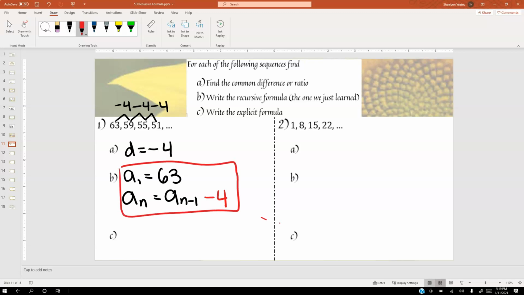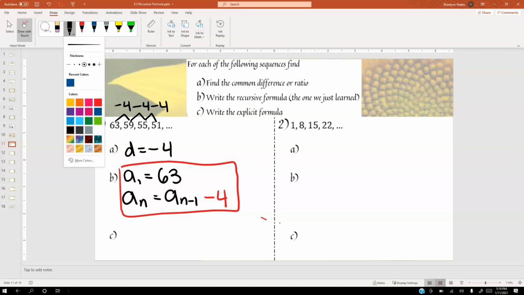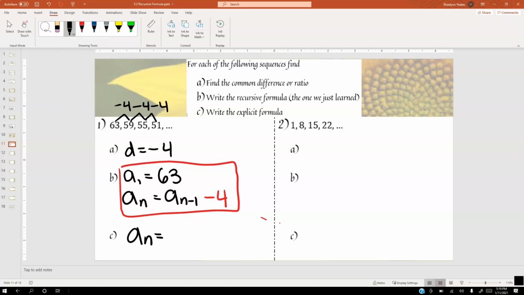So now let's make the explicit formula. So the explicit formula says a sub n equals, we're going to take our first term, so 63, then we are subtracting 4 every single time, and because this is the explicit formula, we still have that n minus 1 piece, but now it's part of the equation, not just saying, hey, it's the number before. All right, let's go ahead and try the next one.